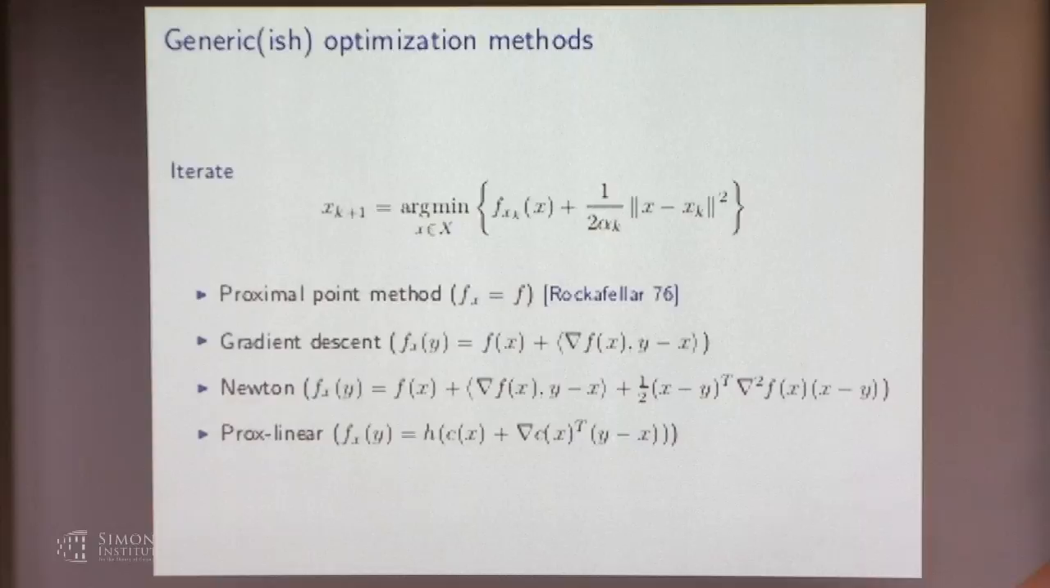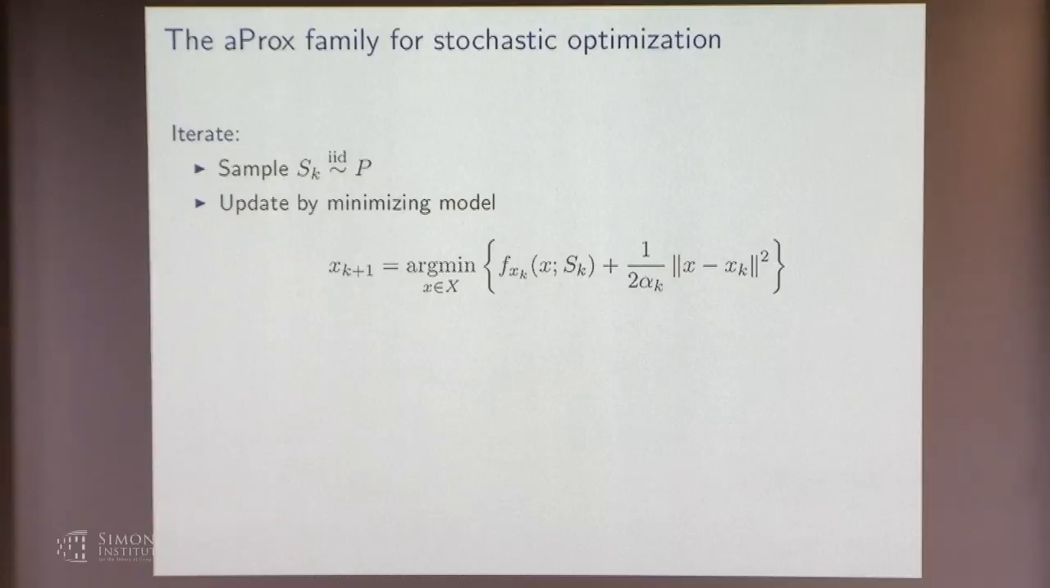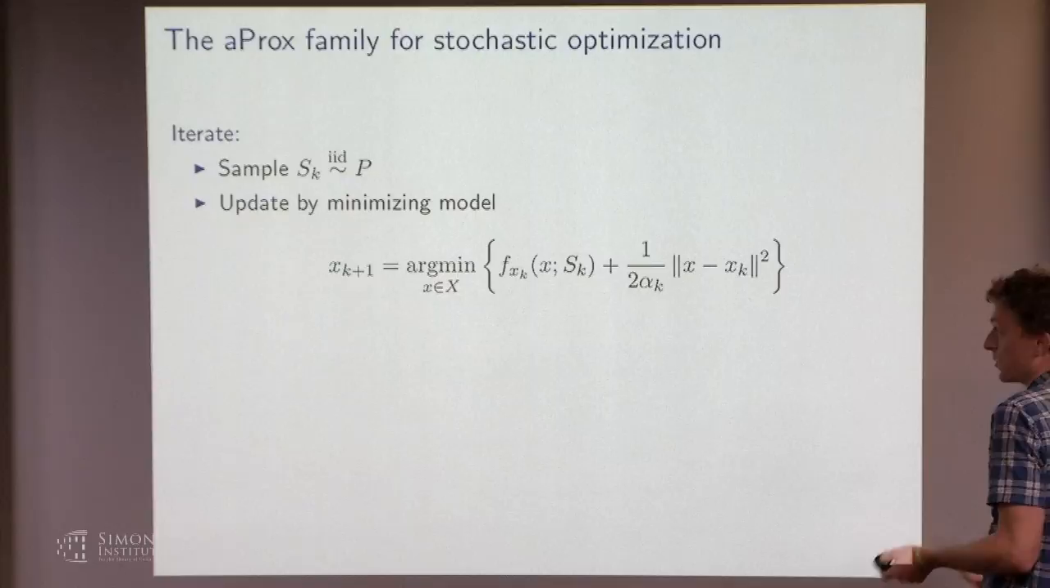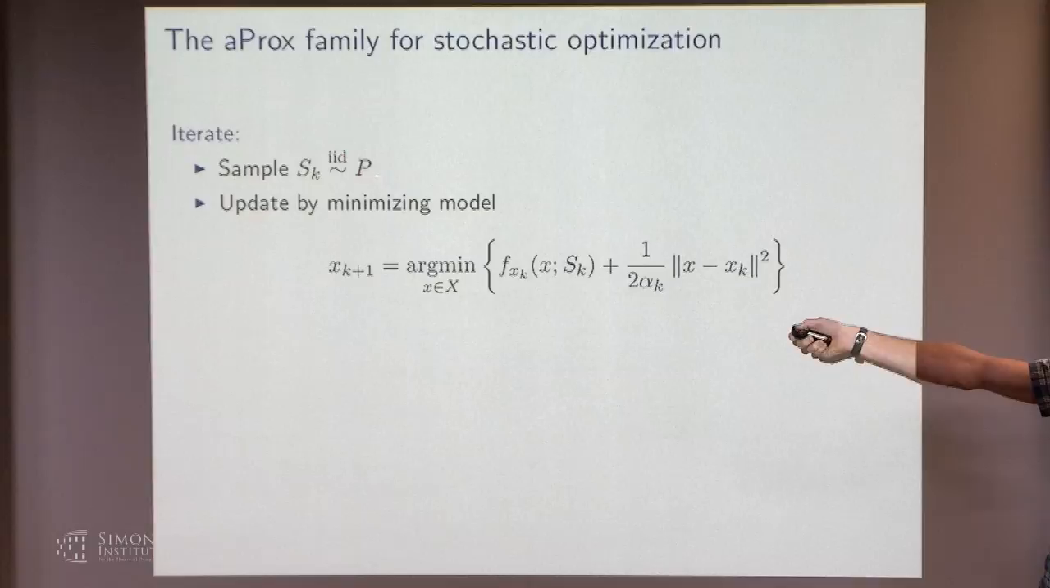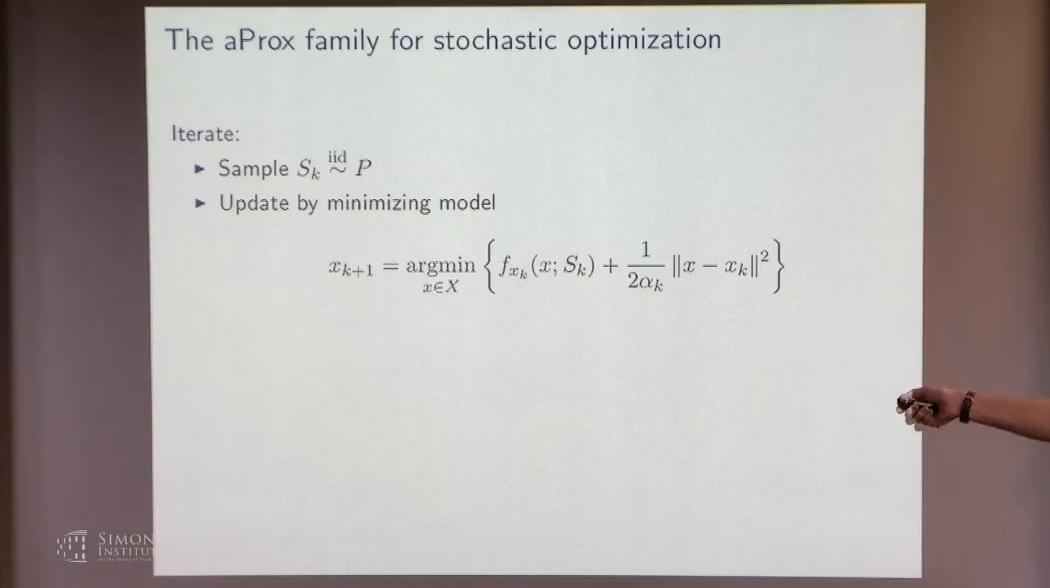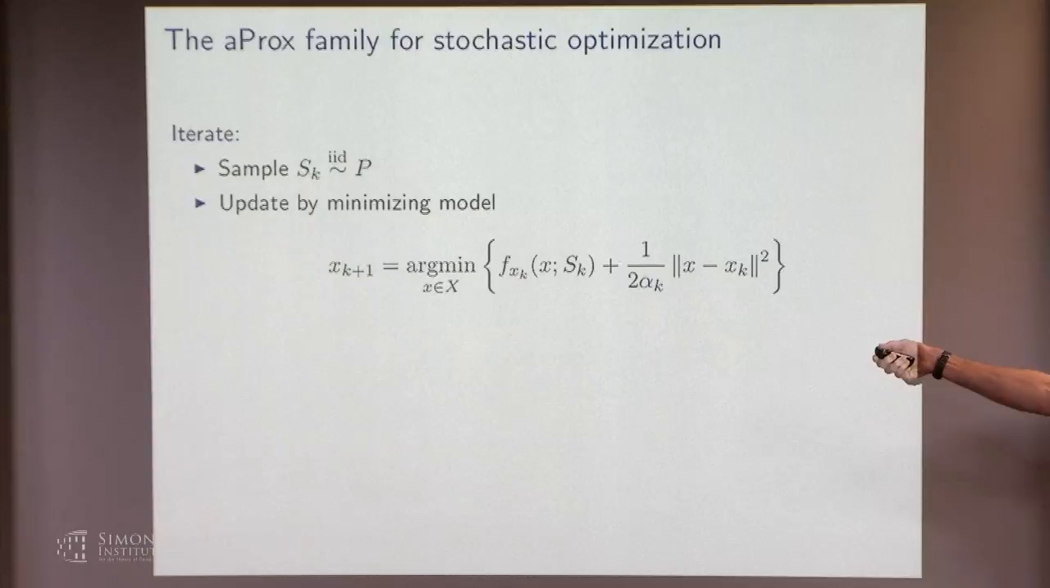All right. Okay, so in the stochastic case, we're going to take exactly the same approach, just instead of the true function, because we can't access that. It's a high-dimensional integral, or maybe we don't know the true function because we just get samples. Well, what we're going to do is draw a sample S, IID from our underlying distribution, and then we're going to update to get our next iterate by minimizing this model. So we're going to minimize over our constraints, and our model is going to be centered around the point xk. It's just now a random function instead of the true function. Okay, and we're just going to iterate this.